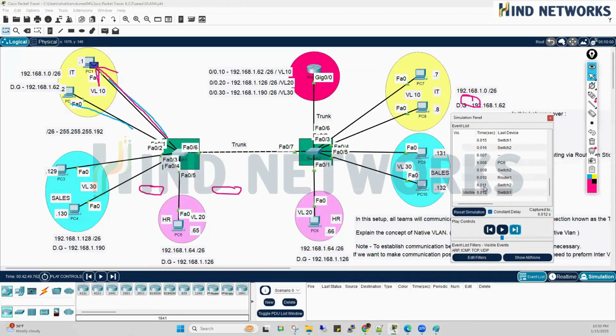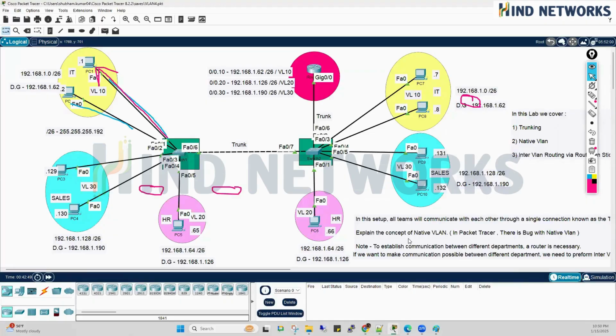Clear, guys? Everyone, I hope you understand how we configure the trunk and exactly how trunking works, what is ISL, what is .1Q, how we configure ISL, how we configure .1Q, what is the difference between ISL and .1Q, what is native VLAN, how we configure the native VLAN, and how we can make communication possible between different VLANs, right? How we can configure the subinterface on a router. I hope you understand each and everything very clearly. Clear, guys? Everyone?